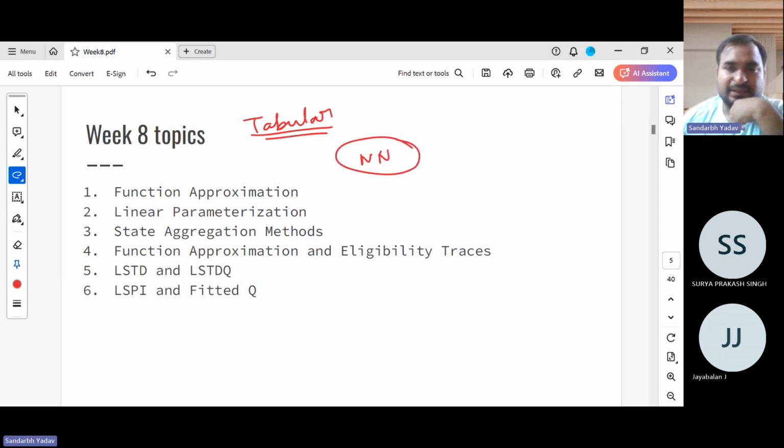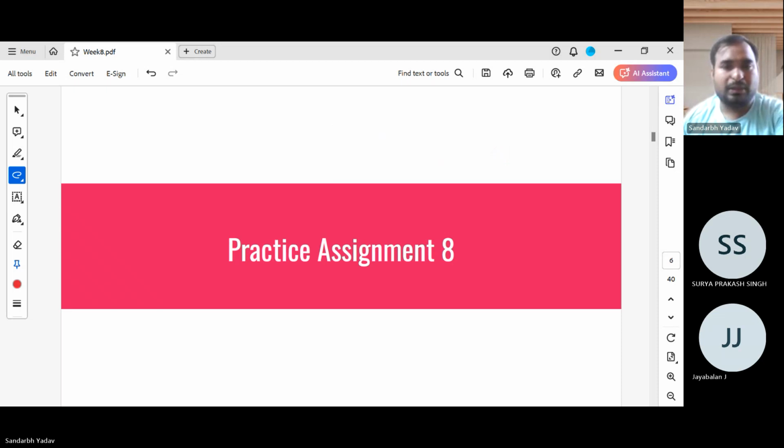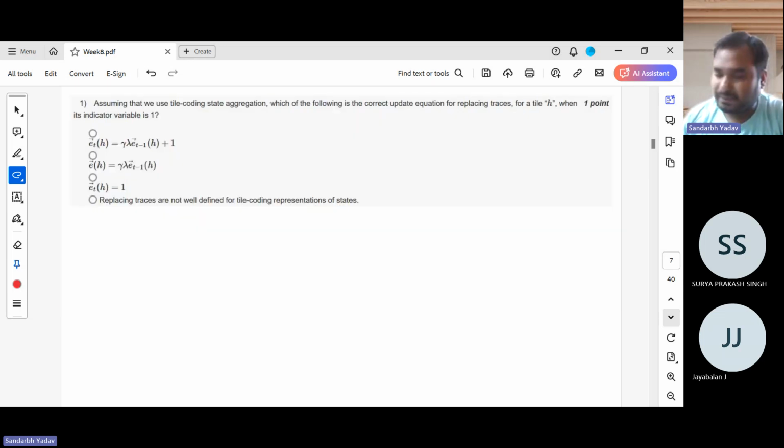This will come in week 9, where we will move to non-linear parameterization, and one of them is the neural network. We also saw state aggregation methods, function approximation and eligibility traces. Finally, we saw four approaches: least squares temporal difference, least squares temporal difference using Q values, least squares policy iteration, and finally fitted Q iteration. Let's begin with the practice assignment. If there is any doubt in last week's topics, you can ask me. Otherwise, I'll start with the practice assignment.